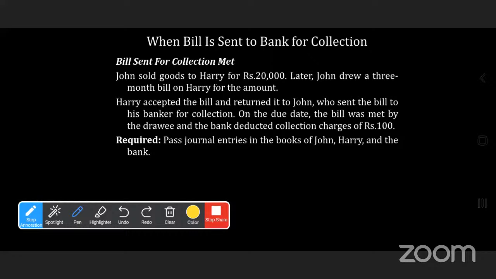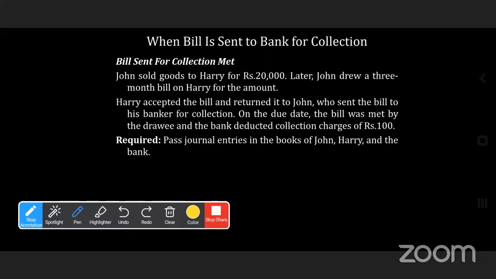Harry accepted the bill and returned it to John, who sent the bill to his banker for collection. On the due date, the bill was met by the drawee and the bank deducted collection charges of rupees 100. Okay. I think the first two transactions you can write.